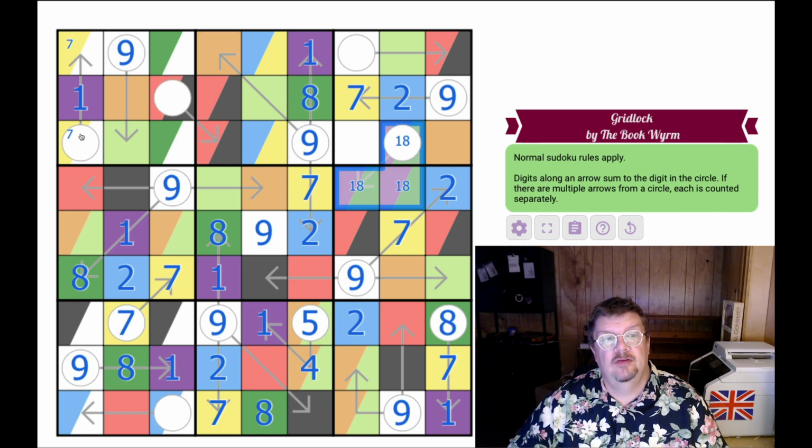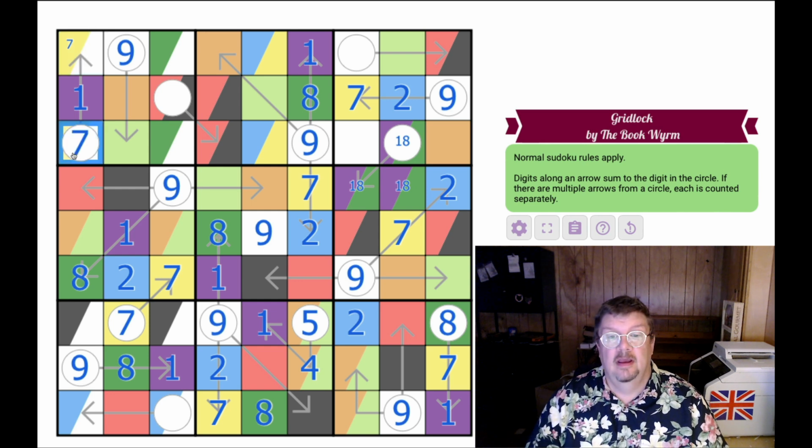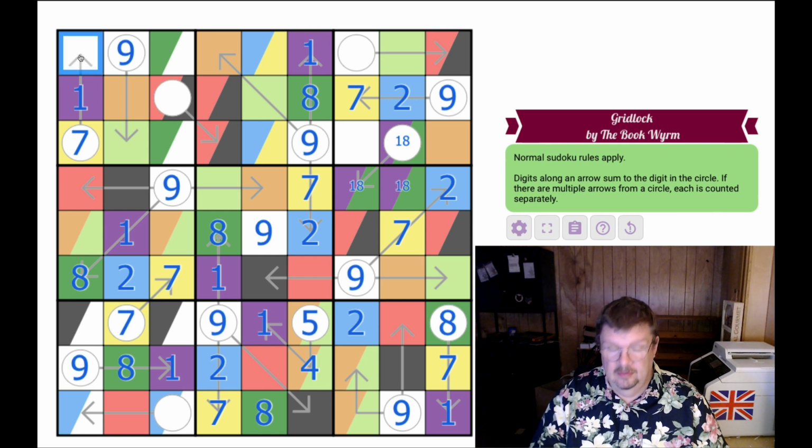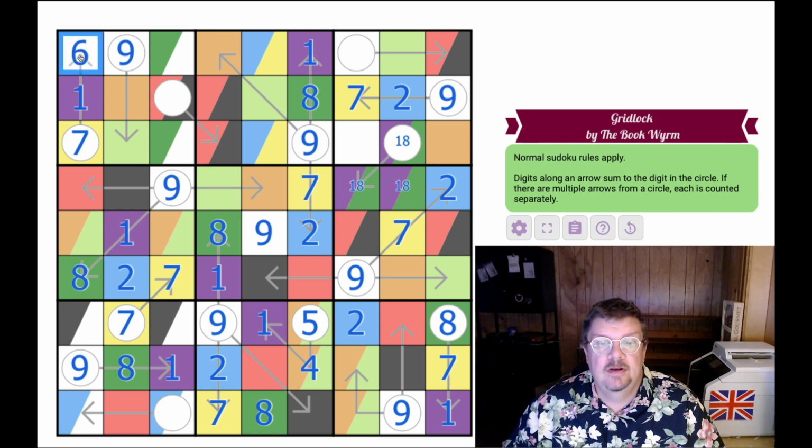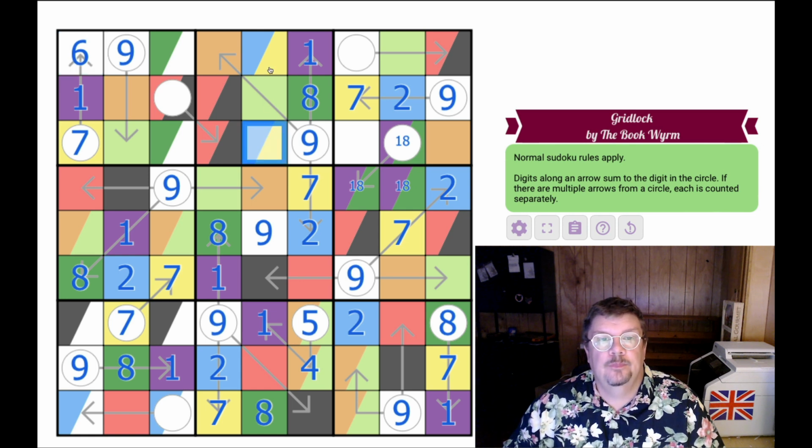So we know that one of these is 7. If this is 7 plus 1 makes 8, and this would have to be dark green and 8, but it can't be. So that is not 7, this is the 7. And we know that 7 is yellow. So this is 6 by arrow logic. We don't yet know which colour 6 is. No, that's a 7-2 pair.